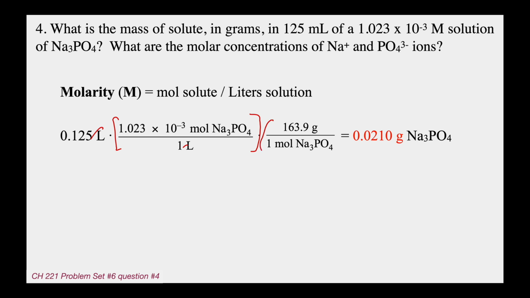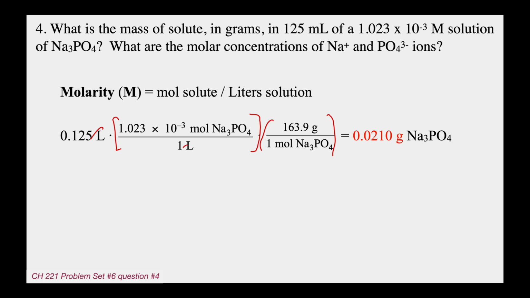And then this number right here, this is the molar mass of sodium phosphate. So you add up 3 sodiums plus a phosphorus plus 4 oxygens, and you get that 163.9 number. In your calculator, 0.125 times 1.023 times 10 to the minus 3 times 163.9, 0.0210 grams sodium phosphate.